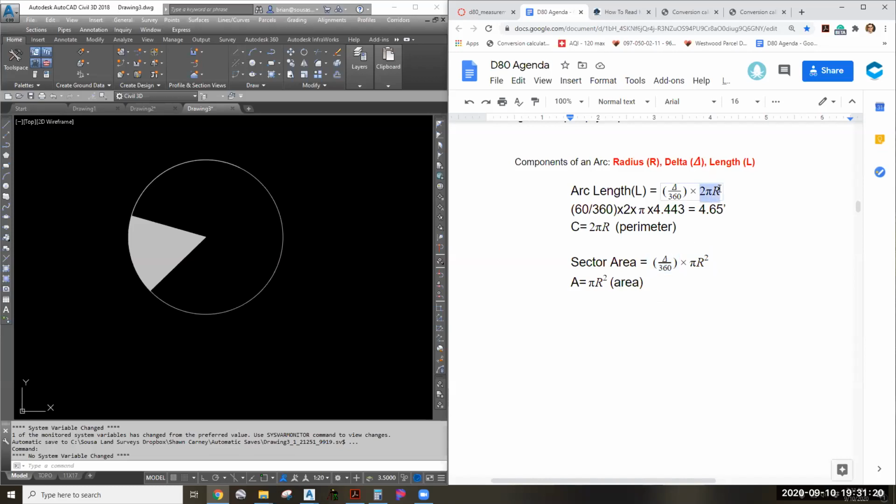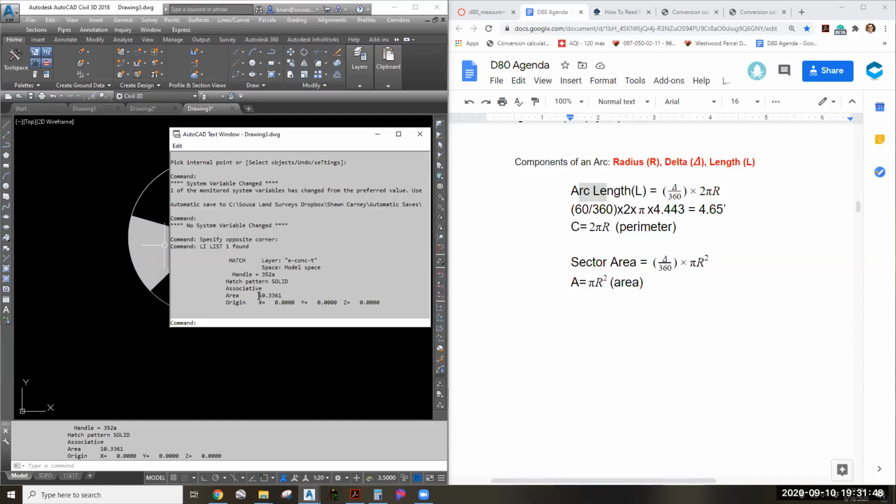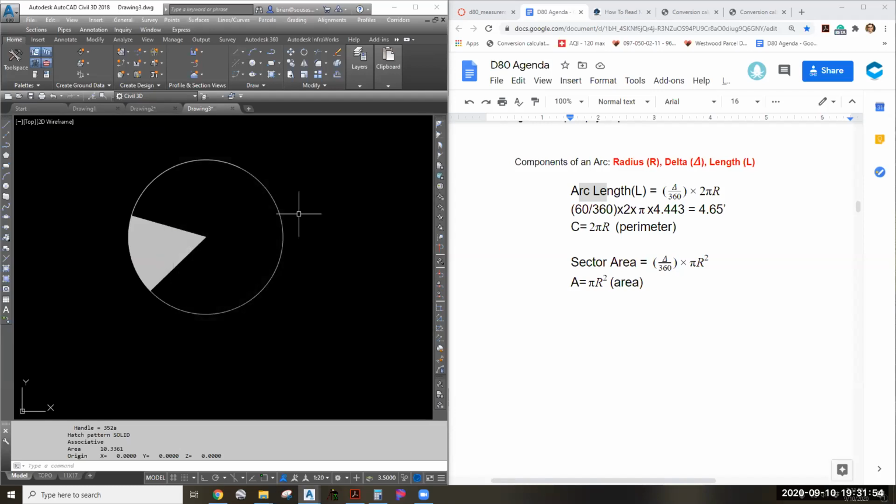So as long as you know circumference equals 2 pi r of a circle and area equals pi r squared of a circle, you can figure out the arc length because it's just a fraction of the distance around the circle based on that delta. And the sector area is this full hatch, which is a fraction of that full circle times the area. Okay, if I list it, it tells me the area is 10.34 square feet. So using the hatch, I can figure out the square feet. But if you need to do it with math, this is how you would solve it.